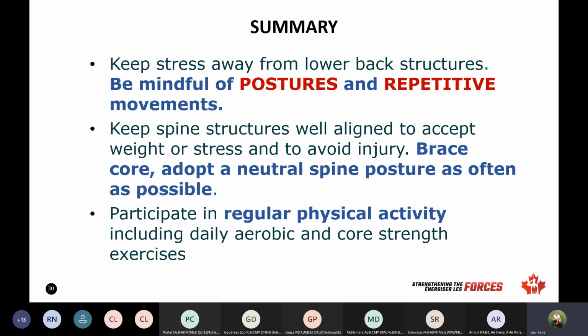This is just a recap slide. Essentially, everything I said: we want to keep stress away from our low back structures and be mindful of our posture and how we're bending forward to pick things up or reaching back. Try to keep them aligned whenever we're accepting external load or adding weight. So before you add weight to any exercise, make sure that your posture is perfected first, right? Brace the core and adopt that neutral spine posture as often as possible. Even if you just practice doing this while you're walking, you're going to feel a difference. And then again, participate in regular physical activity.